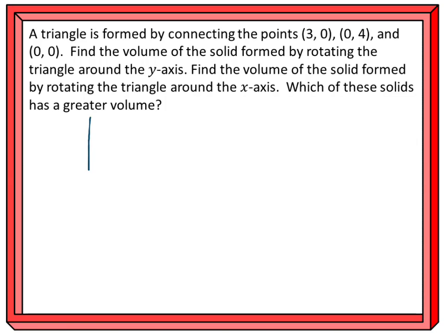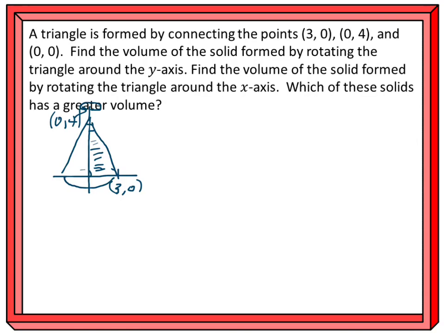Alright, so let's maybe draw a picture for this first one, rotating around the y-axis. I'm going to just estimate where these points are, so let's say that's (3, 0), and then we're going to go up 4, so (0, 4), and of course the origin here. So there's my triangle. Let's color it in. If I rotate this around the y-axis, it's going to generate a cone. If you can picture that cone there.